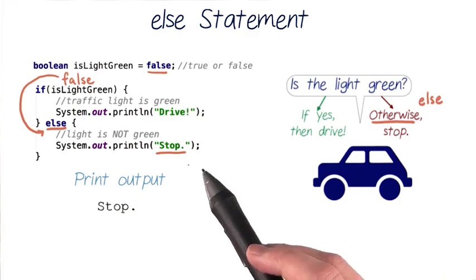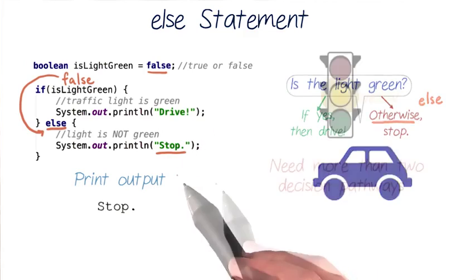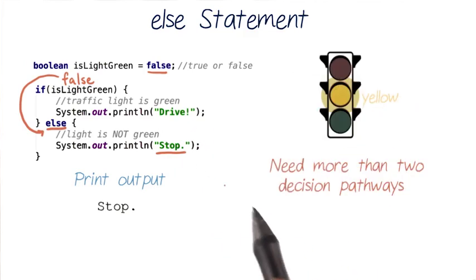But I bet you're wondering, what if the traffic light is yellow or flashing? We'll need more than just two decision pathways to take. Next we'll see how to construct even more pathways.